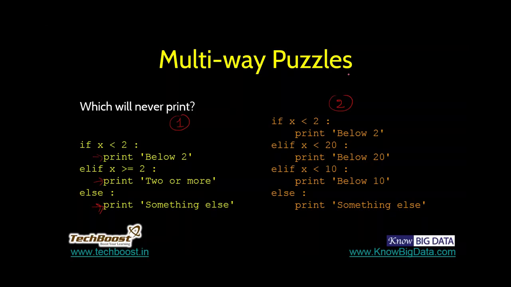Print below 10. Below 10. All right. And why do you think so? Because below 10 is in the range of below 20 and is after below 20. So if a number is actually less than 20 and larger or equal to 2, the second line will execute, which is below 20. And all below 10 will never be executed.